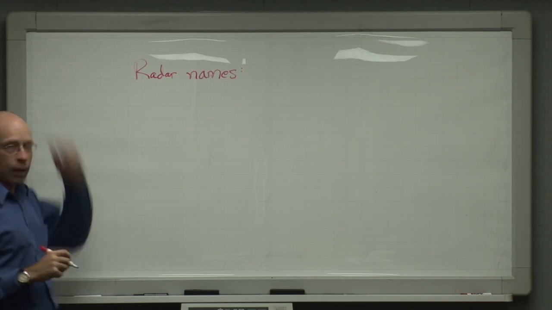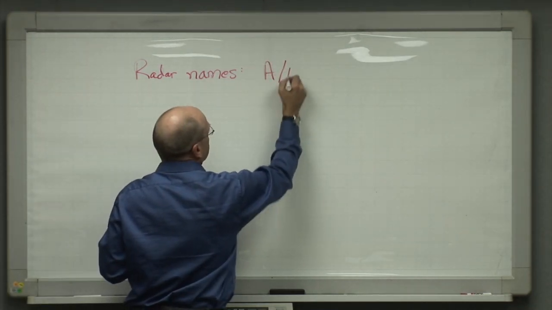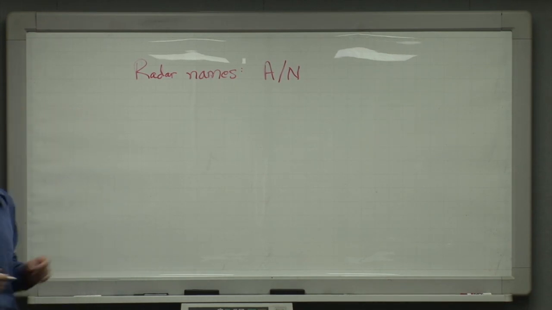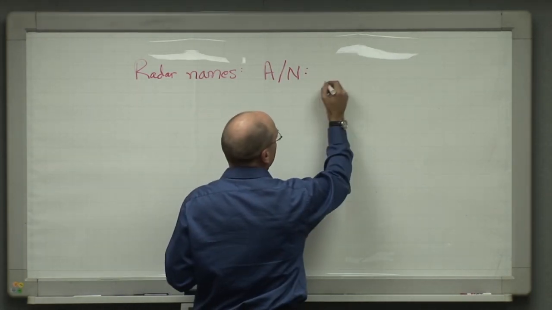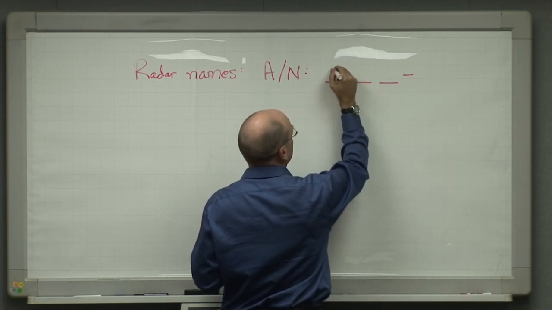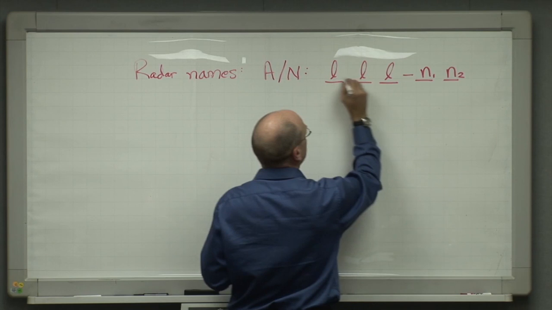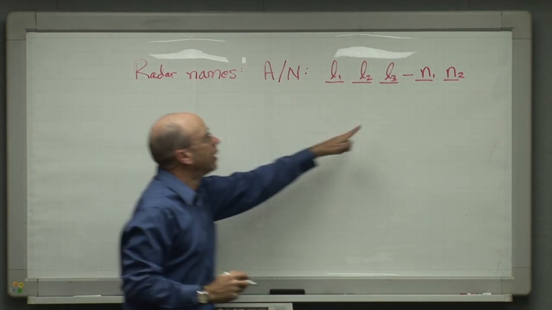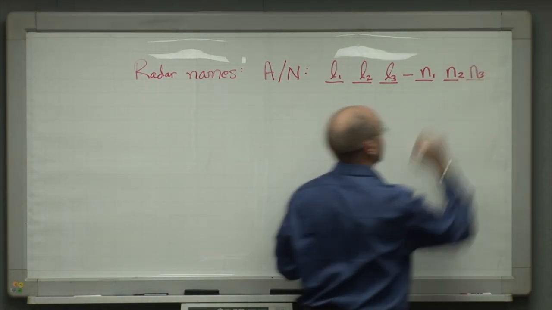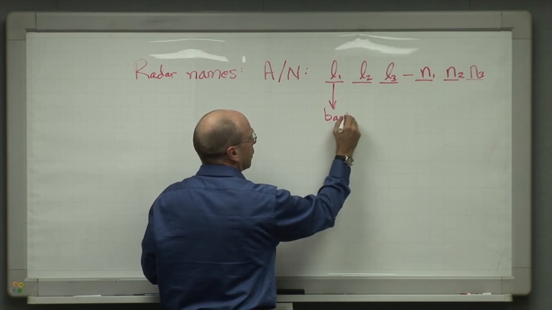Interesting you should ask, because there are two sorts of naming schemes that are used in the United States. One of them is a classic scheme, the AN scheme, which stands for Army-Navy, because it predates the development of the U.S. Air Force. In the AN scheme, there are three letters followed by a dash, followed by two numbers. I'll call them L1, L2, and L3 for the three letters, and then N1 and N2 for the numbers. Sometimes it can go to a number 3, but there aren't too many like that. The first letter tells you the basing mode for the radar.